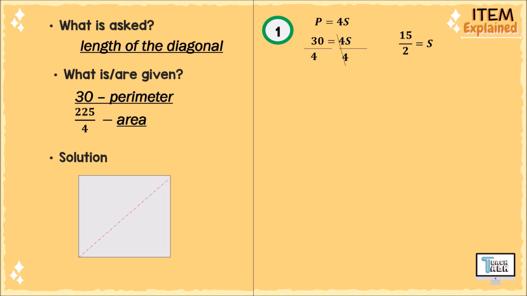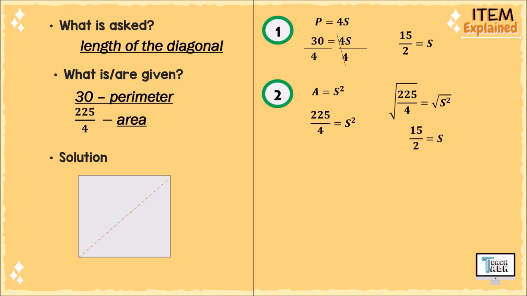Paano naman pag gamitin natin ang formula para sa area? We will have this. A equals S squared, which is the formula in finding the area of a square. Since given ang value ng area, we just substitute 225 over 4 equals S squared. To find the value of S, we just square root both sides. And then, we now have the value of S, which is the same, 15 over 2.